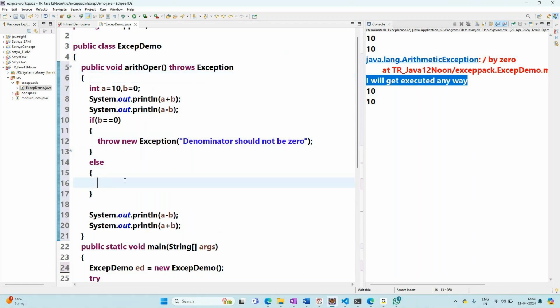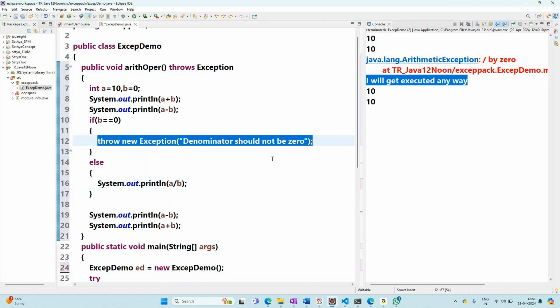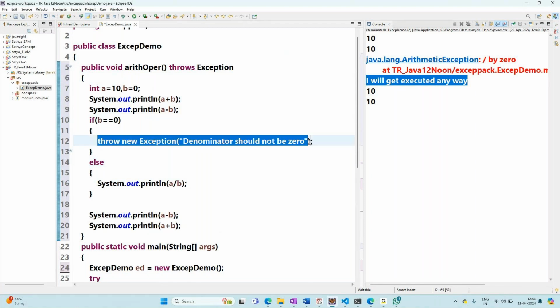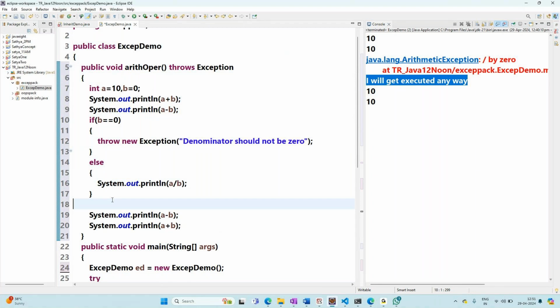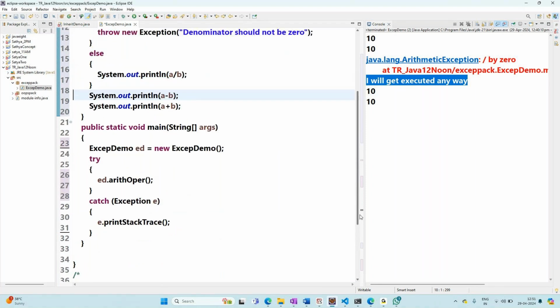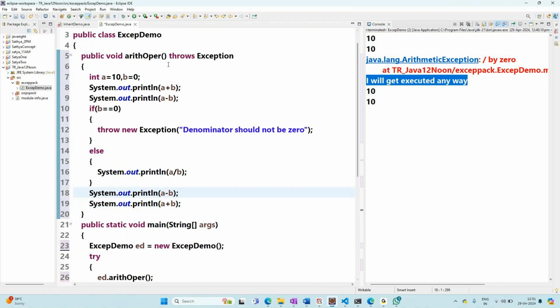So what will throw do here? Throw will throw a new exception. So what is that exception? Denominator should not be 0. So throw new Exception, denominator should not be 0. In that way you are going to work with this, right? You are saying throws Exception and you are handling that also. So this is like throw. You are throwing your exception basically.